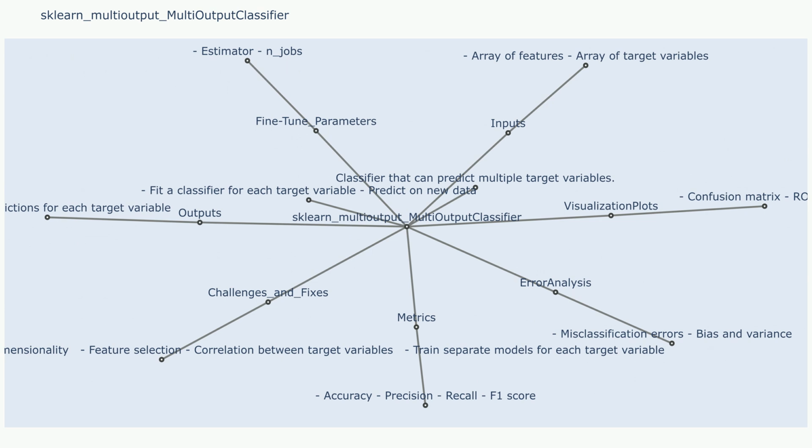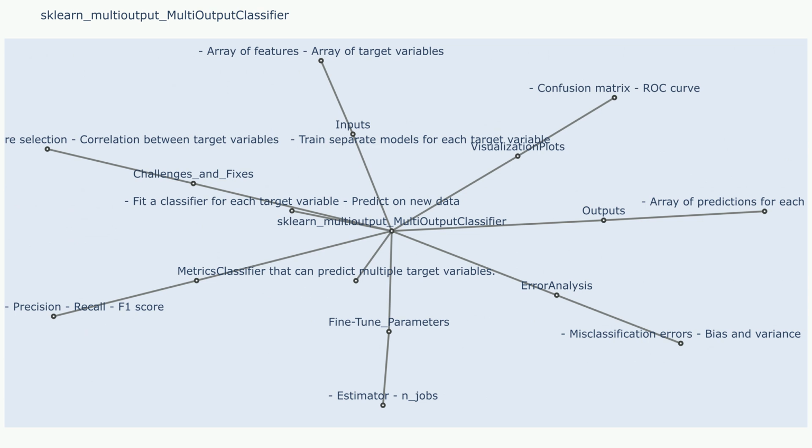Fixes to challenge 2. Feature selection. Reduce the number of features by selecting the most relevant ones for each output variable. Dimensionality reduction. Apply techniques like principal component analysis (PCA) or linear discriminant analysis (LDA) to reduce the dimensionality of the input data.